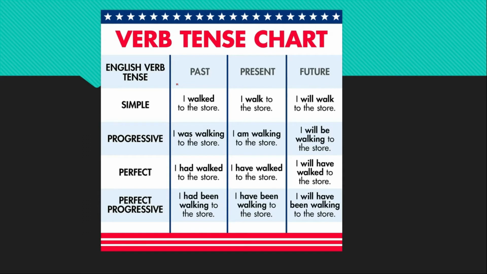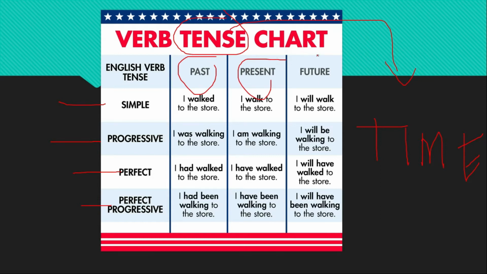In order for us to easily grasp this week's lesson, let us first recall the different tenses of verbs. So we have here the verb tense chart. Let us remember that there are different tenses of verbs. When we say tense, it talks about the time when an action is being done, or when it was done. So we have what we call simple, progressive, perfect, and perfect progressive. Each of these verb tenses has different forms. There are past, present, and future forms.